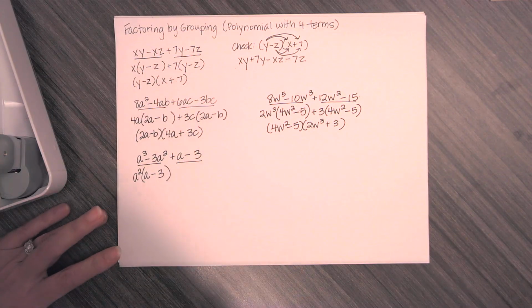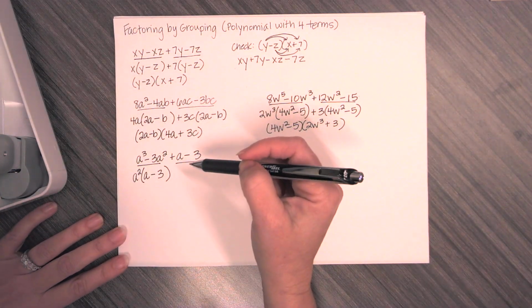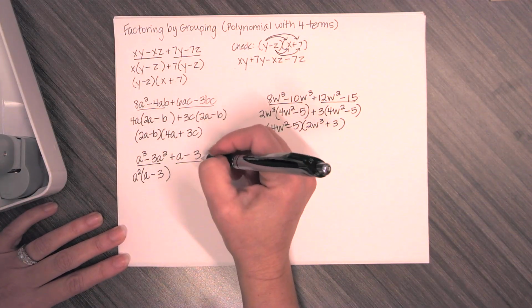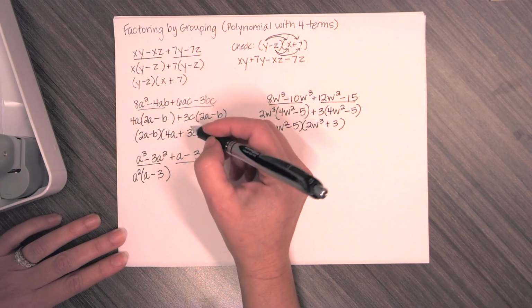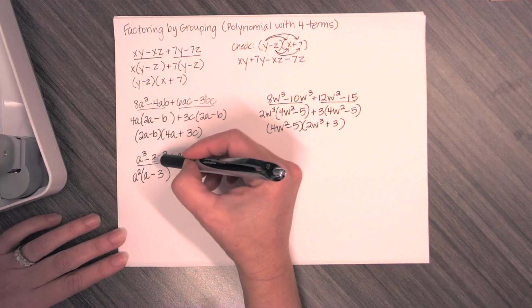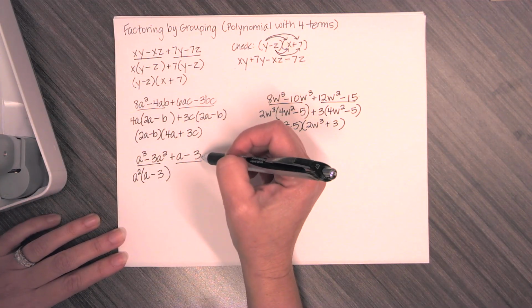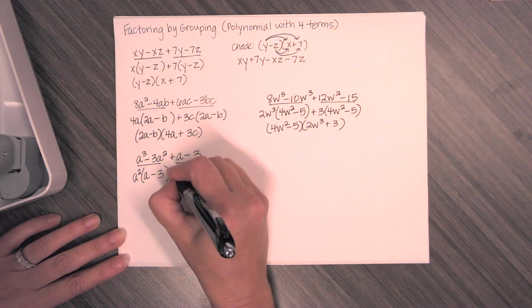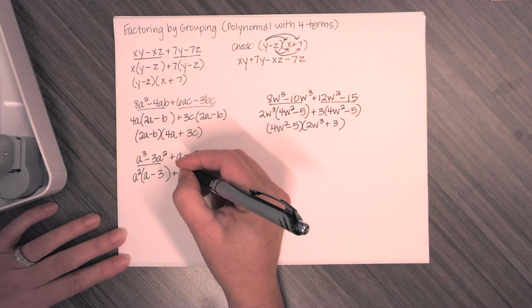Now, when we take a look at our second group, you might say, well, I don't see a greatest common factor. Well, this is where it's important to realize that all terms can have a greatest common factor, even if it is just 1. And when you're factoring by grouping, you have to factor something out of each group. So if you don't have any other greatest common factor that you can see, you can always factor out a positive 1, or if you need to, a negative 1.